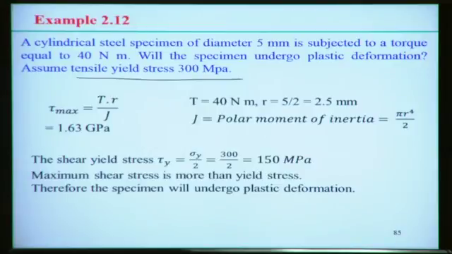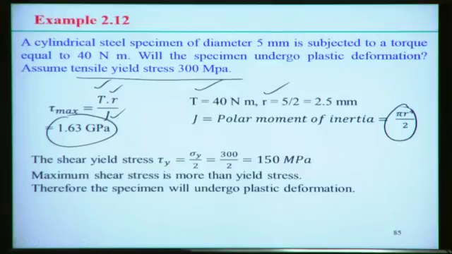So we know that when it is subjected to a torque, the maximum shear stress can be obtained from the torque, the radial distance at the outer surface, and J, the polar moment of inertia, which is equal to pi r to the power 4 by 2. So r is the radius. T is given, r is given, and J is also known, and then we can find that in this case the maximum shear stress is 1.63 gigapascal, putting in the numerical values.